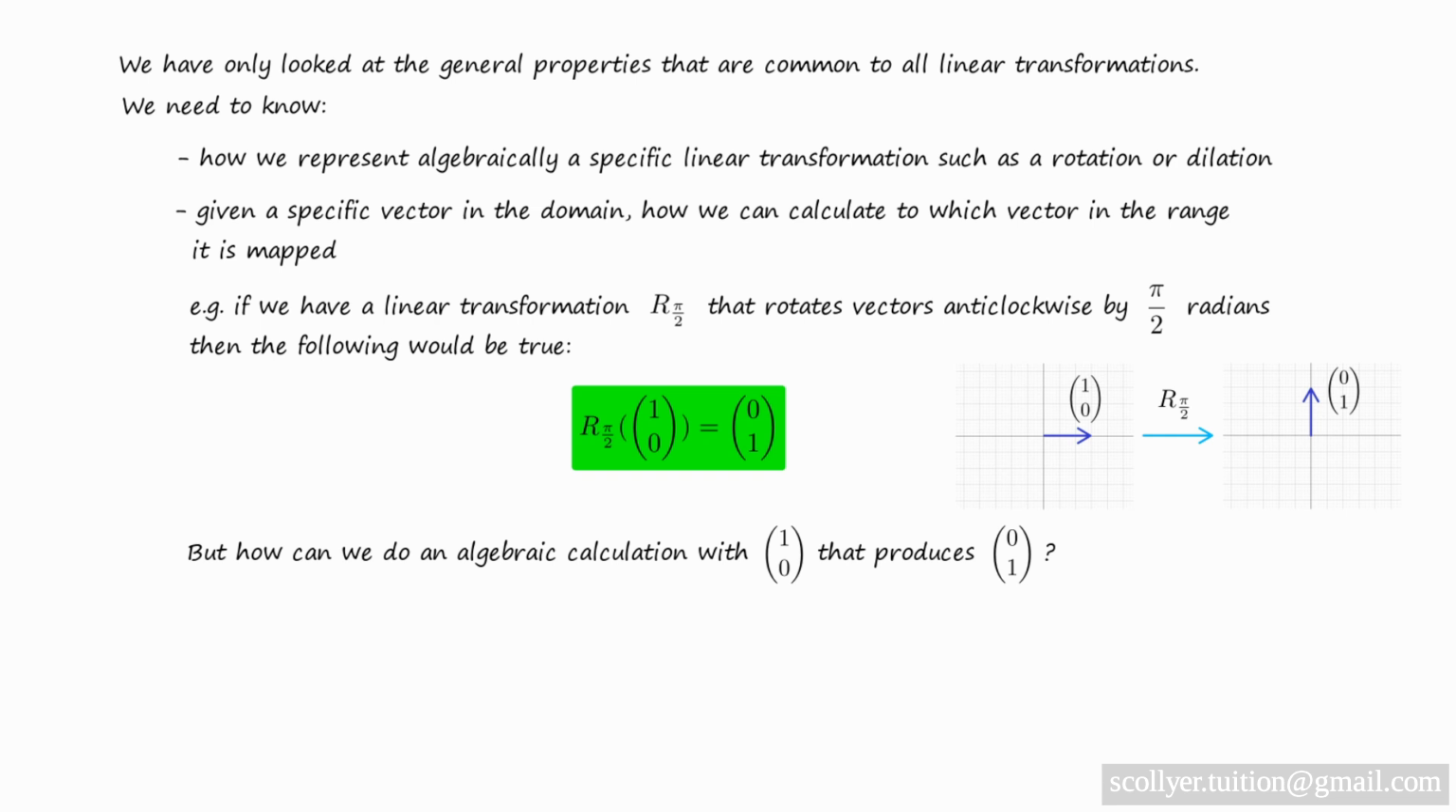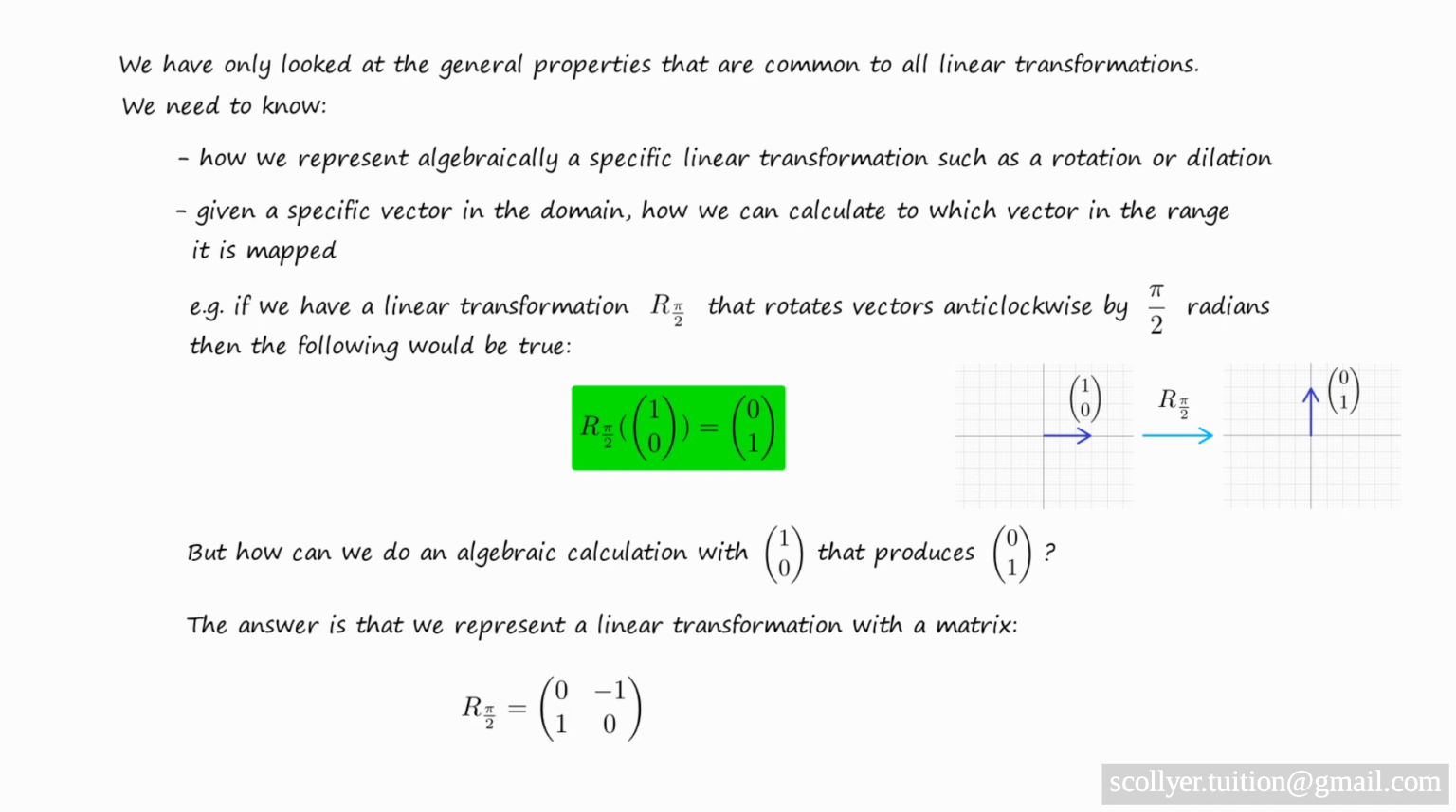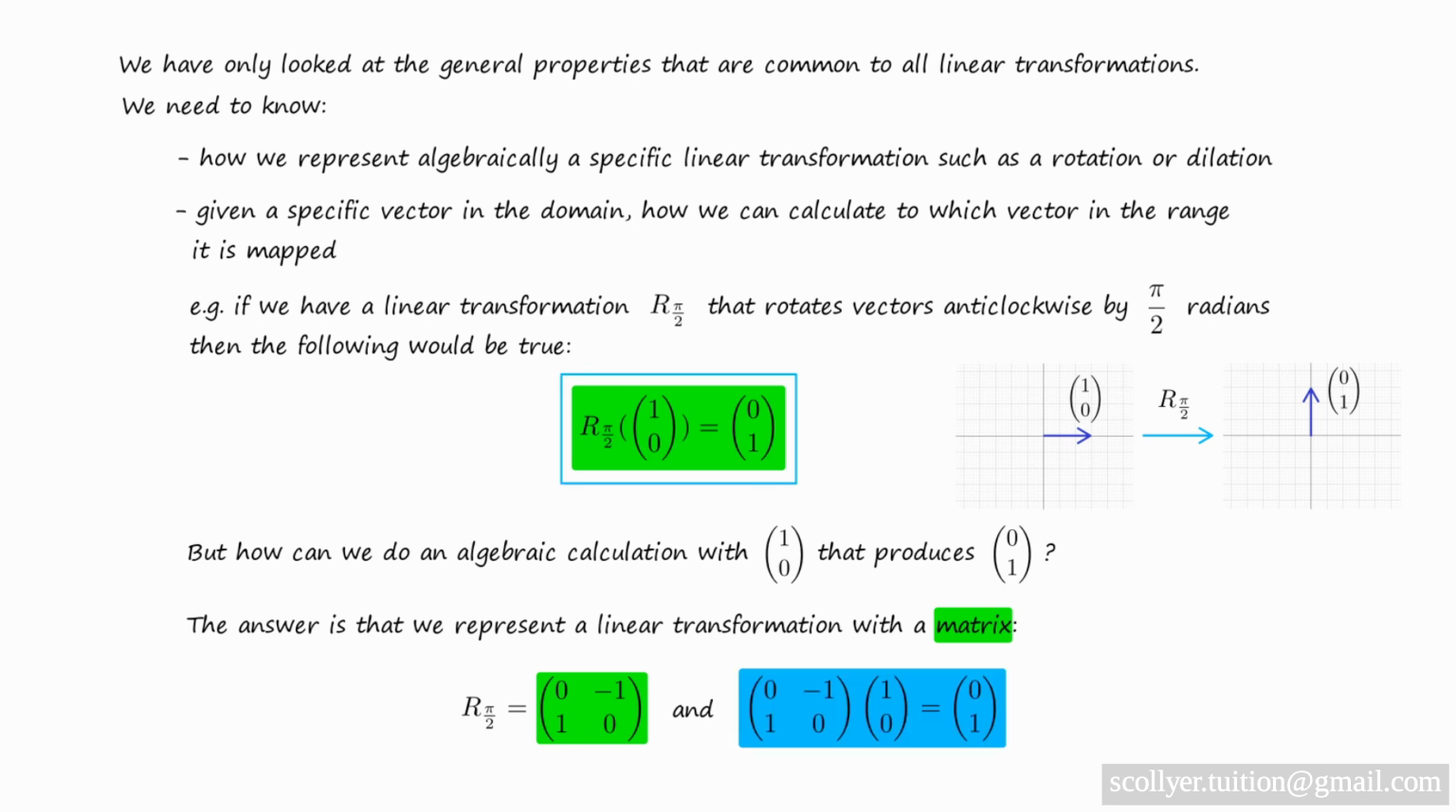So we want to know how can we do an algebraic calculation with the vector (1, 0) that produces the vector (0, 1). And the answer to that question is that we represent a linear transformation with a matrix so that R pi by 2 can be represented by this object, which we call a matrix, and this calculation here represents the abstract transformation shown above, R pi by 2 of (1, 0) equals (0, 1). But the meaning of the matrix and how that calculation works will be left to a later video.